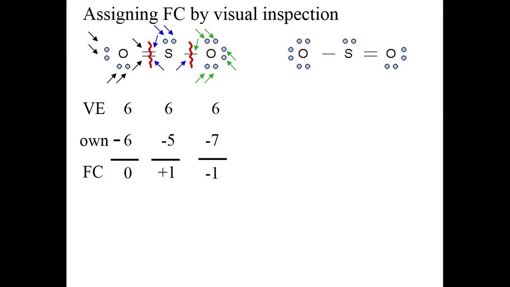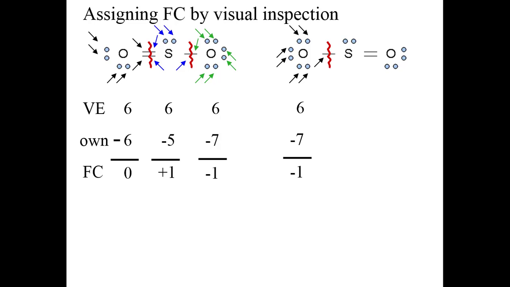How did you do? Let's compare our answers. To find the formal charge on the left-hand oxygen, we need to mentally cut the single bond in half. When we do so, we see that oxygen owns 7 electrons, all 6 in the lone pairs, plus 1 of the 2 in the bonding pair. Subtracting 7 from 6 results in a formal charge of -1.